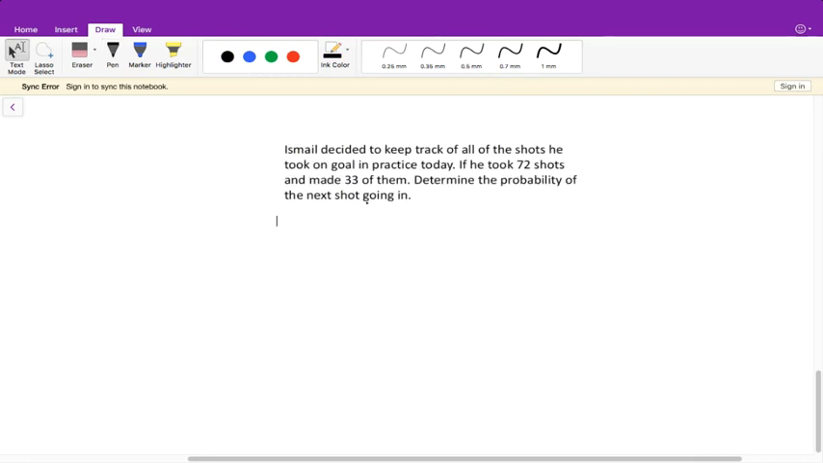All right, this one says, Ismail decided to keep track of all the shots he took on goal and practice day. If he took 72 shots and made 33 of them, determine the probability of the next shot going in. So remember, we're going to do what we want over the total. So our total here is he took a total of 72 shots. We know it's going to be over 72.